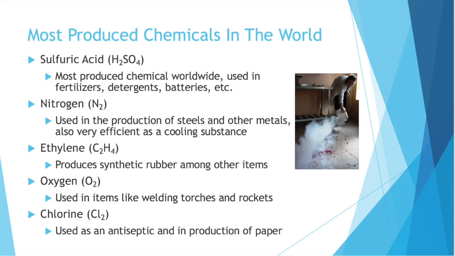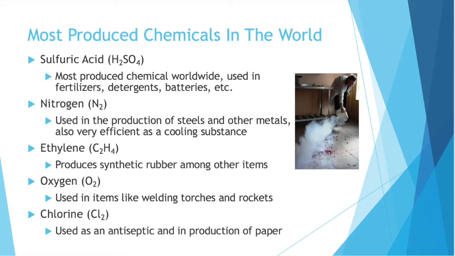You have nitrogen, N2, two of them to be precise, used in the production of steels and other metals. Also very efficient as a cooling substance. Ethylene, that's C2H4. This produces synthetic rubber, among other items. Gee, I wonder where we see rubber on a daily basis. Cars, shoes, and many others.